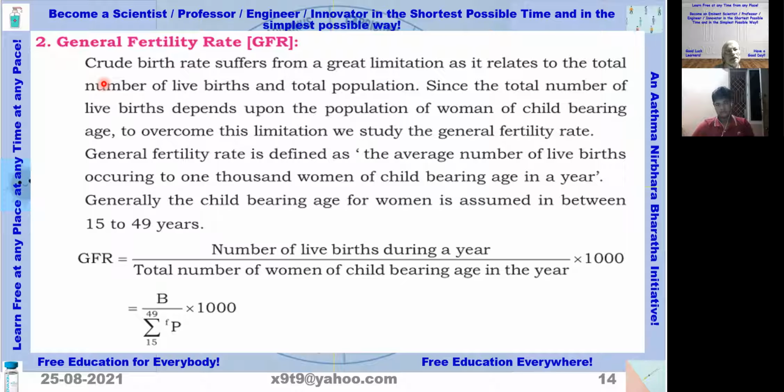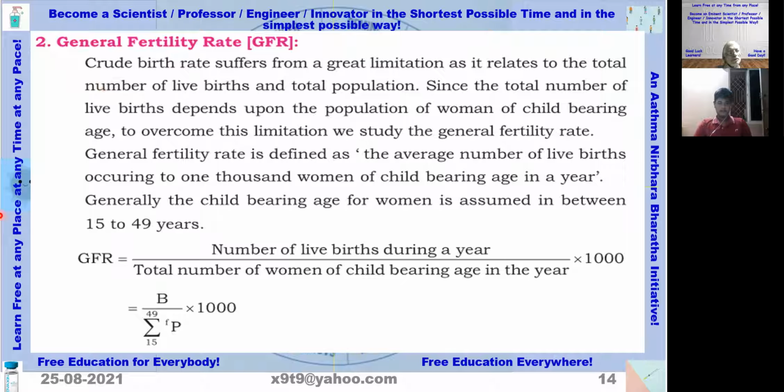Crude birth rate suffers from a great limitation. It relates the total number of live births and the total population. Since the total number of live births depends upon the population of women of childbearing age, to overcome this limitation we study the general fertility rate. General fertility rate is defined as the average number of live births occurring to 1000 women of childbearing age in a year. Generally, the childbearing age for women is assumed to be between 15 and 49 years.